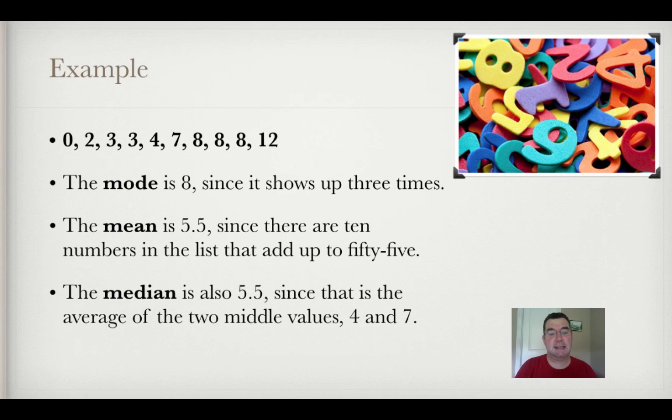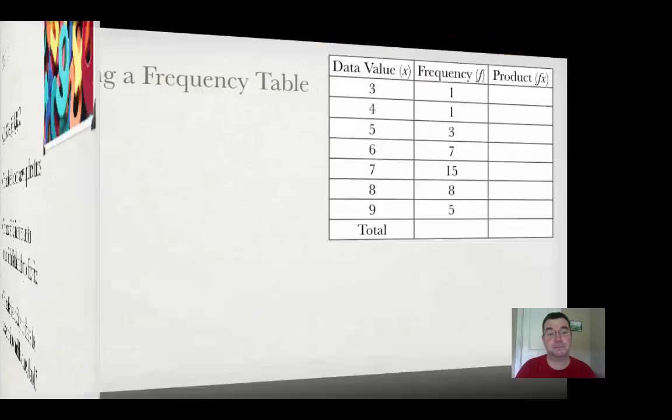And then the median is also 5.5 because there are two middle numbers. They are 4 and 7. Those two numbers are right in the middle. So I have to add those together and divide by 2, and that will give me 5.5.